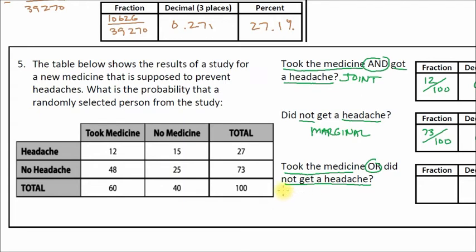So let's write this down. This is the probability that we took the medicine plus the probability that we had no headache, let's say no ache, but then we have to subtract the probability that we took medicine and we had no ache or no headache.